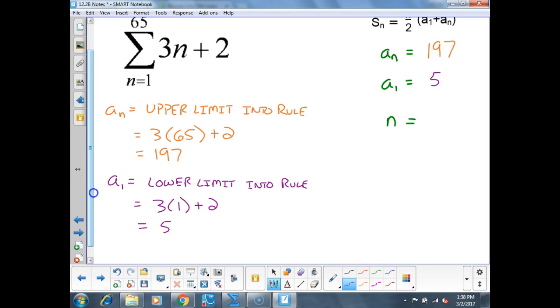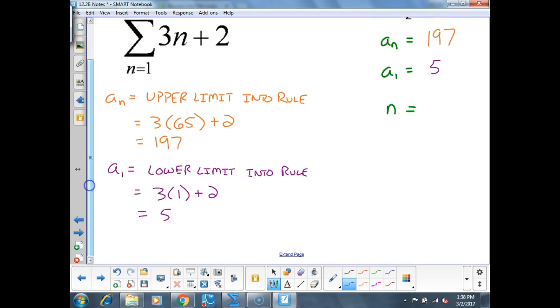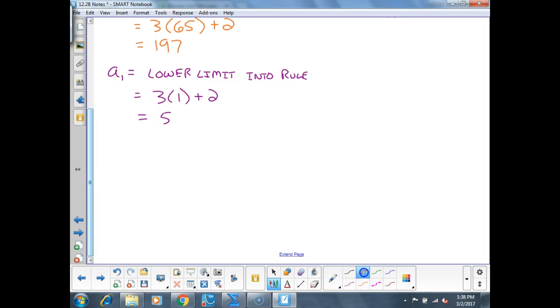Okay. And so now I need the total number of terms. How do I find that? It's not just the upper limit. Is it the upper minus the lower? It's the upper limit minus the lower limit.